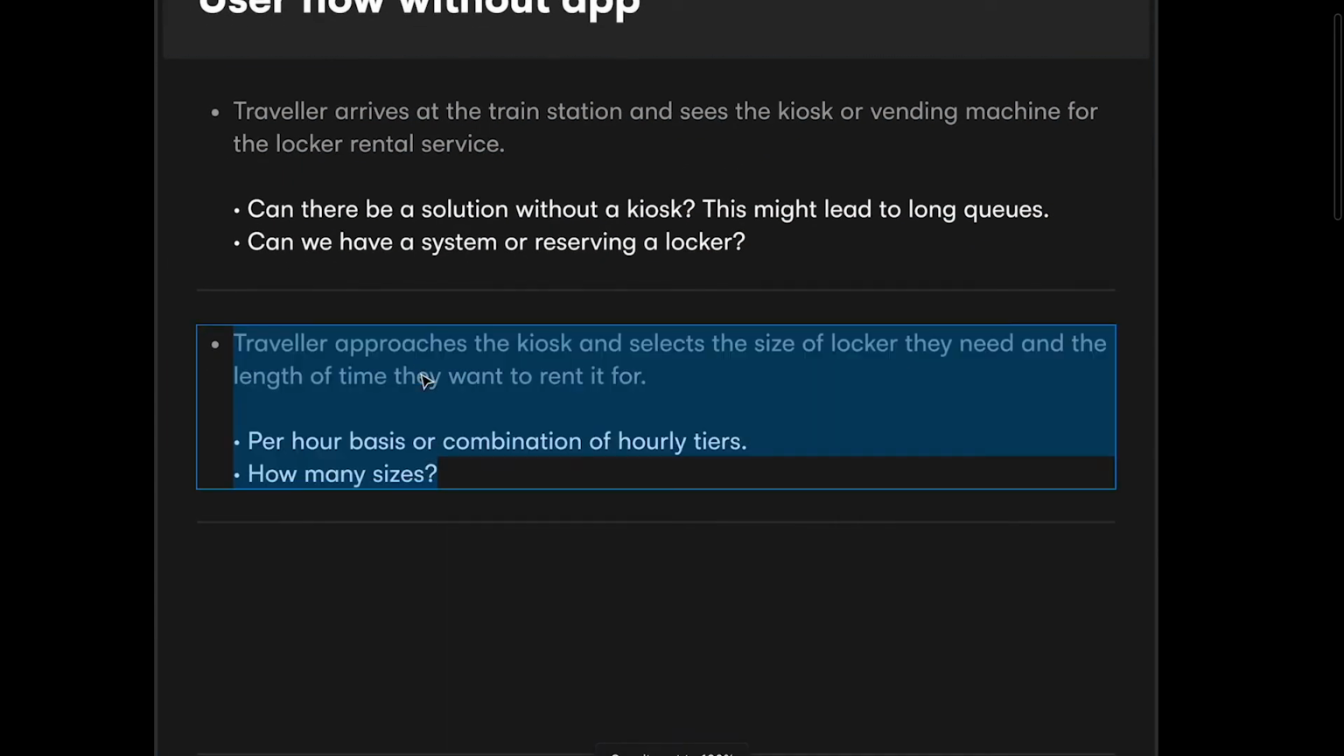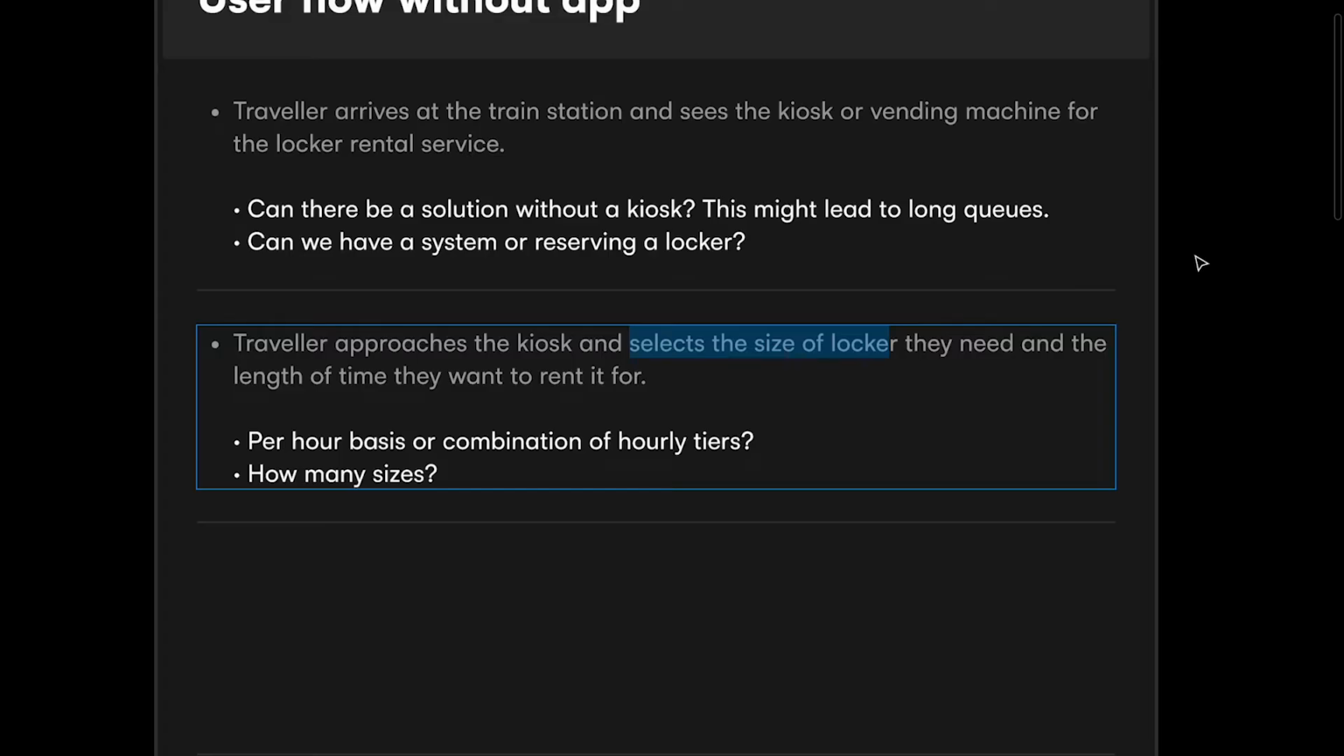So the traveler approaches the kiosk and selects the size of the locker they need and the length of time they want to rent it for, right? Now, the question I had here is, is it going to be on a per hour basis or a combination of hours? The length of time, do you select like 5 hours, or up to 8 hours? How does that work? I don't know how to make that decision, but I have a question. And the next one is how many sizes? Select the size of the locker, right?